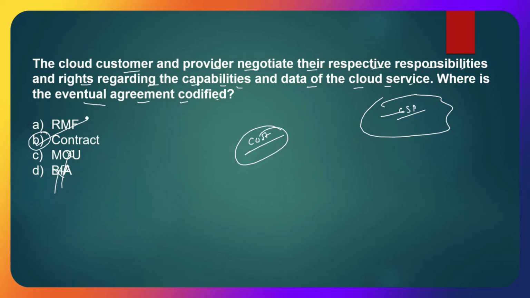Contract. A contract is a tool or a document in which we define the overall relationship between the provider and the customer. Responsibilities, rights, expectations, what you can expect, who's responsible for what, everything will be captured in the contract. That is why the answer is B for beta. It's not the risk management framework. The answer is B for beta.